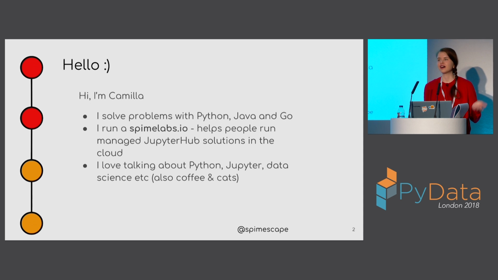I'm Camilla. I write Python, Java, and Go, and I usually work across the stack. I've worked with big data and a bit with cloud and a variety of things. At the moment, I run a platform called Spime Labs that helps nonprofits and teams deploy JupyterHub in the cloud. I like to talk about Python, Jupyter, and coffee and cats.